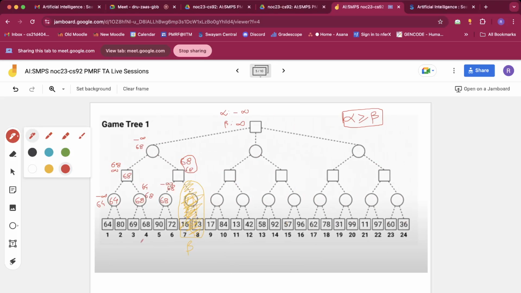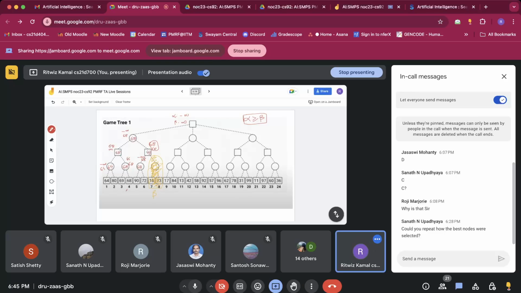So this will take 68. This will also pass on 68 to its parent, which is a min node, and this already has a beta value of 68. So there will be no change to the beta value. This will remain 68 and we will put a value of 68 in this min node. Is it clear until this point?